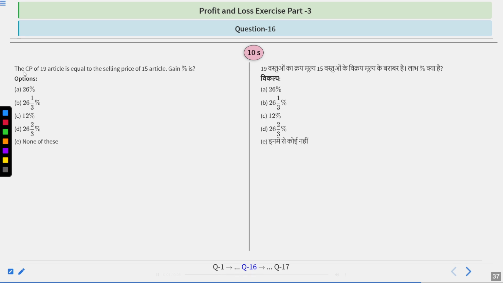Next question is, the CP of 19 articles equals the selling price of 15 articles. The gain percent is, you have 5 options and 10 seconds to solve this question. Your time starts now.